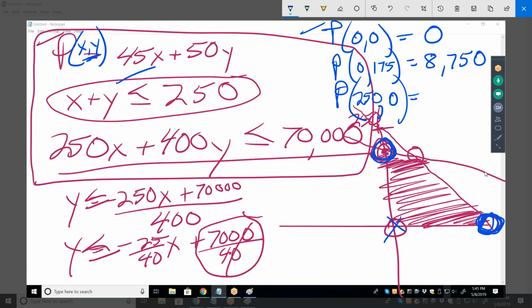And it isn't always the maximum. The maximum sometimes is on the side vertices. All right, so what's 45 times 250? 11,250. Well, so far that's the best answer.